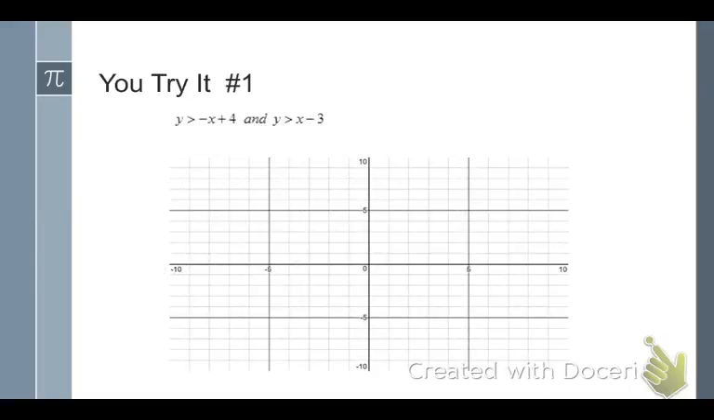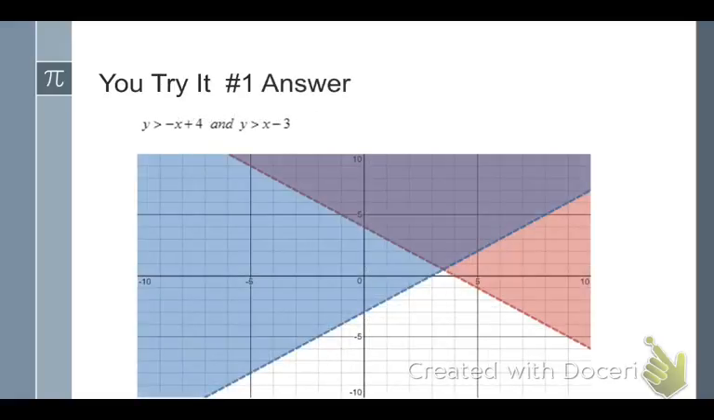You try it. Number 1, y greater than -x plus 4 and y greater than x minus 3. Graph that and indicate the solution set. Stop the video. Now you're back, and here is the solution set. Notice both lines are dashed, so it's that top section that's the solution set, the double shaded section.